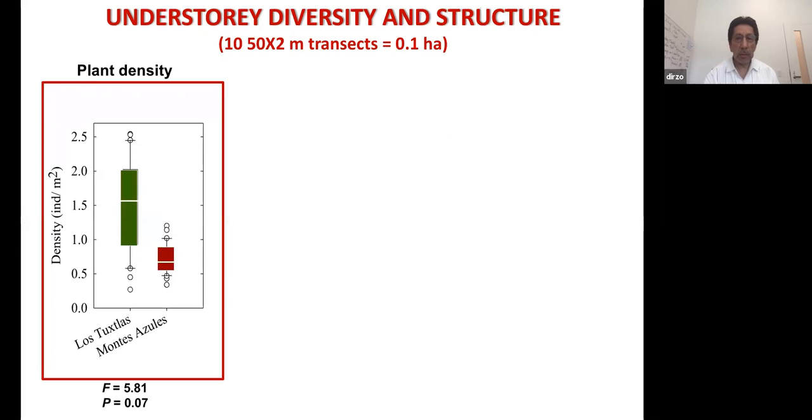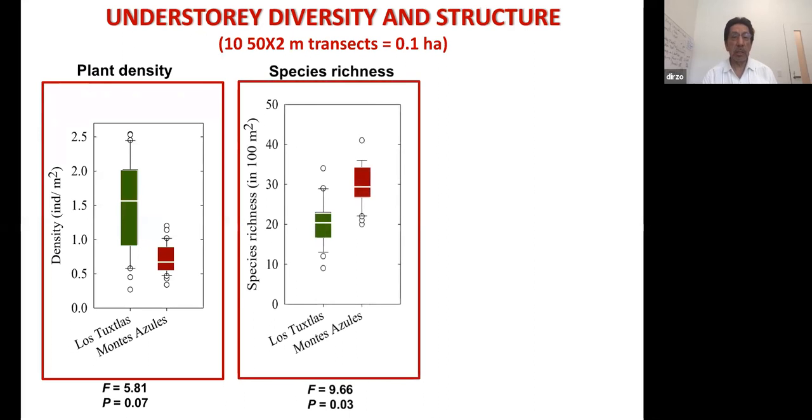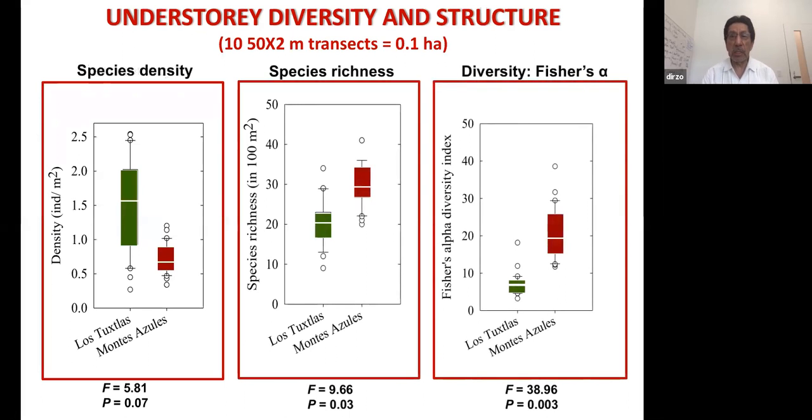If you look now at species richness, that is to say the number of species per unit area comparing the two sites, you can see that the situation is the other way around. Many more species, significantly more species, in the intact site compared to the defaunated site. So, changes in species richness. And finally, if you look at diversity, in this case Fisher's alpha diversity index, you can see that in the defaunated site the diversity as measured with this index is very much decreased compared to the intact site. So, dramatic changes in the structure and diversity of the understory plant community in the absence of the big animals.